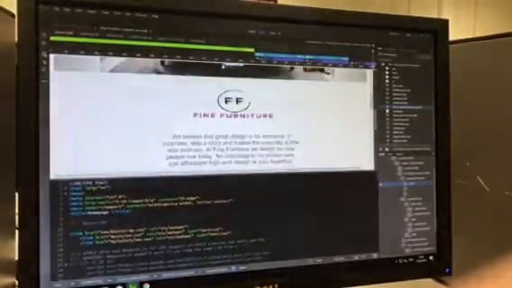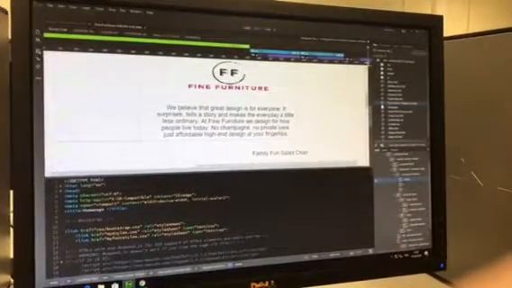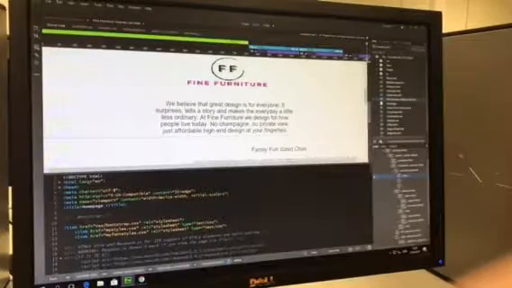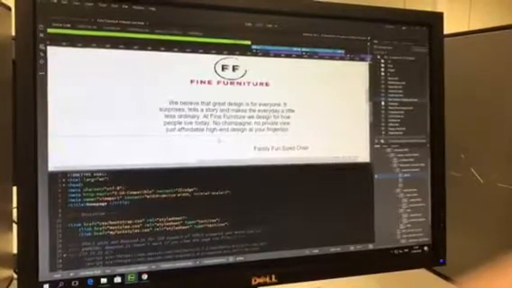So from that, we also added an image, which was our Fine Furniture logo, as well as our mission statement, which is very good because once people come on, they can see it straight away and know exactly what we're about. Fine Furniture.